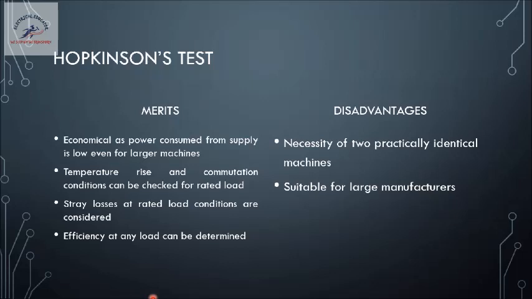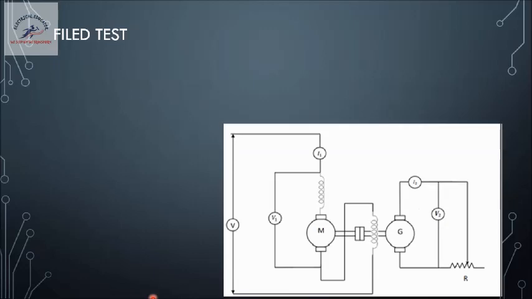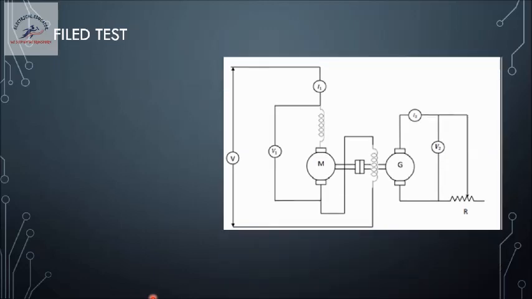So let us go to the next topic, that is the field test. This method is generally employed for DC series motors. Okay, let us have a look at the circuit. The experimental setup is quite complicated. We have a DC series motor as well as a DC series generator, but the field of the generator is connected in series with the motor field. It is not connected in series with the generator armature. Instead, the motor field and generator field are connected in series.